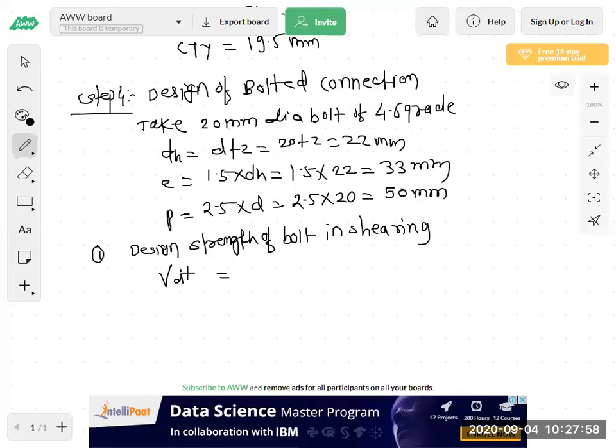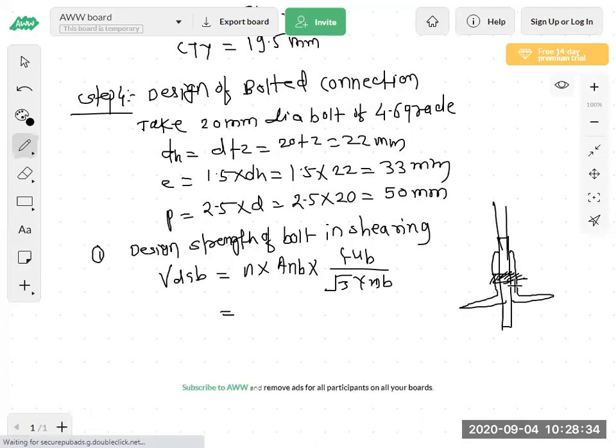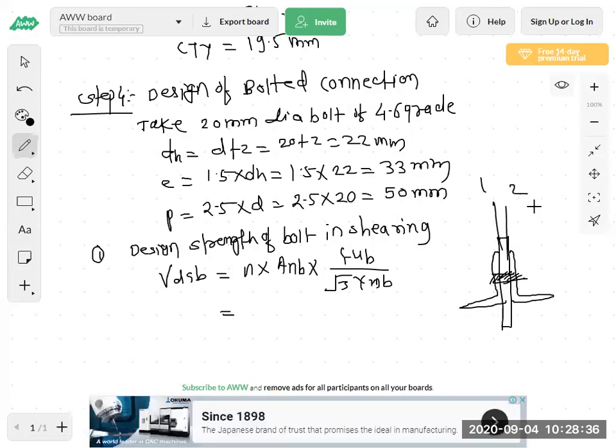So VDSB is equal to N into ANB into FUB divided by under root of 3 gamma MB. So where N is equal to, here N is equal to now 2, because double angle section is there. So we will connect this section this way. So here how many shear planes are there? This is 1 and this is 2.